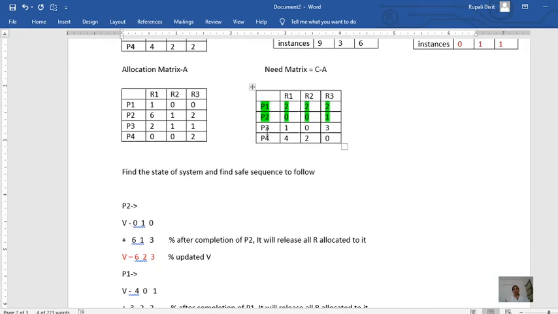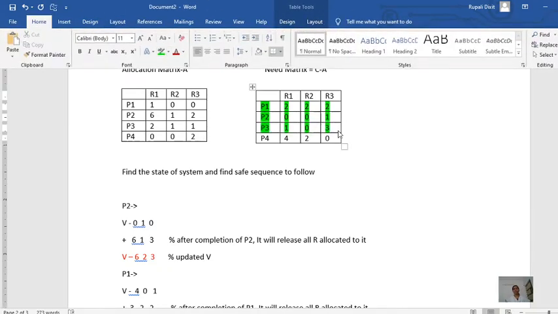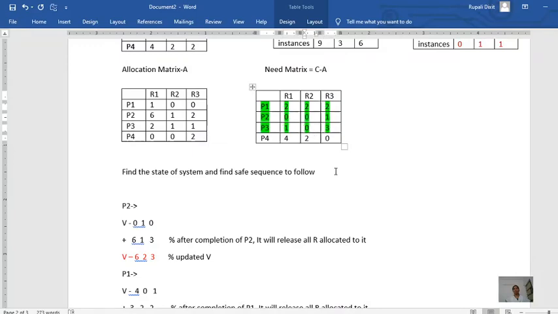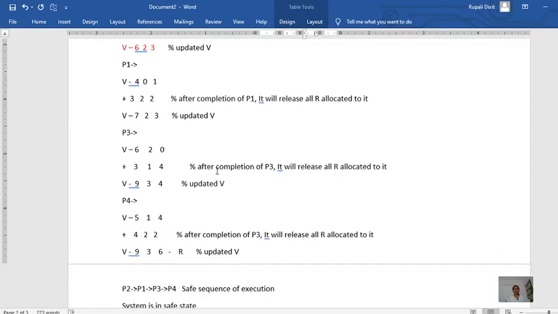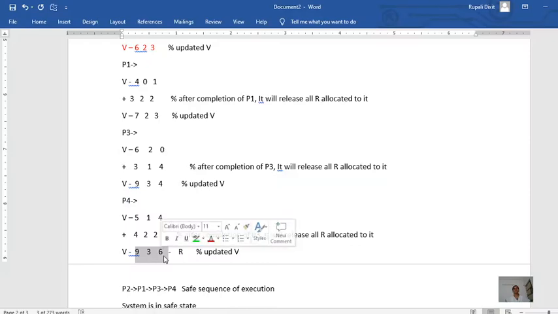After the completion of P3, only one process is remaining. Its requirement is 420, and I can satisfy that requirement. So I continue with the P4 execution. Once I allocate the need of P4, I have in my available vector 514. After completion of P4, it will release all the resources allocated to it. That is 422, and hence my available vector now becomes 936.